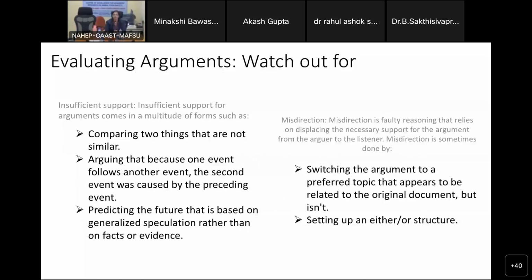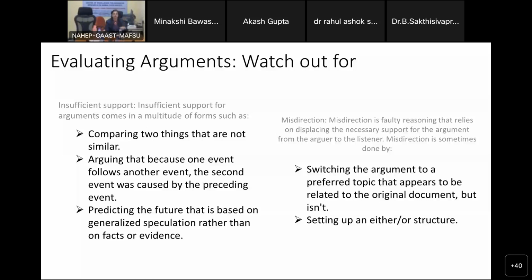So when we are making any argument, there are a few things that we need to take care of. What is the first thing? Insufficient support and misdirection. We had that example that when we started the argument, it was going in a very different direction, right? And when we came to what exactly we were looking for, it started to build a proper structure, and the thought process also started changing.